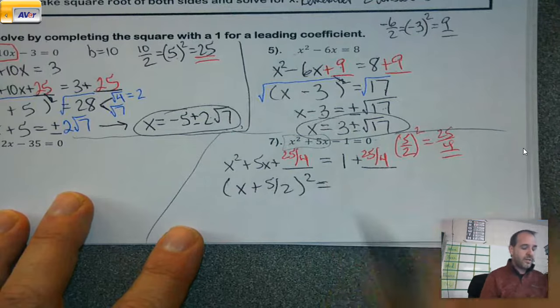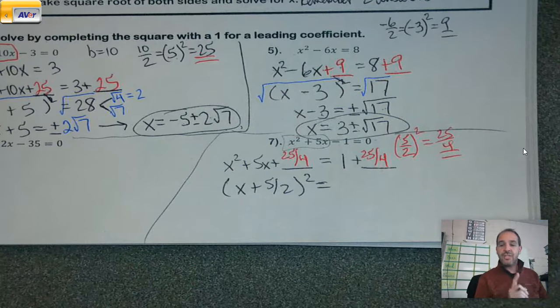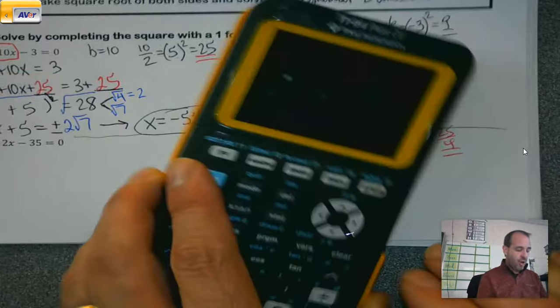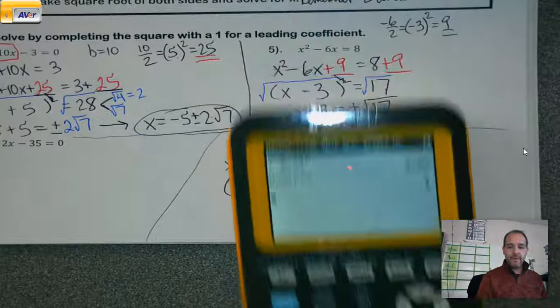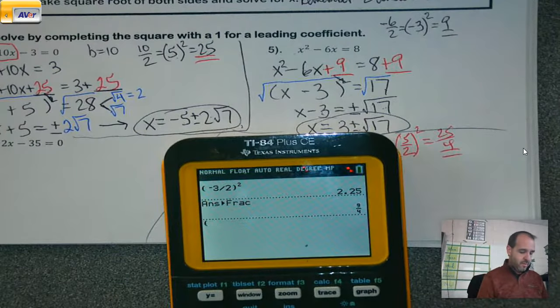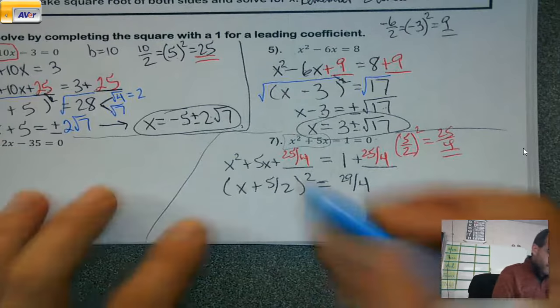Okay, now 1 plus 25 fourths. I challenge you to try and do this using your brain, because if this is in fourths, 1 in fourths would be 4 over 4. So 4 plus 25 would be 29 over 4. Again, if you're not sure, I don't want that being the thing that causes you not to do a problem. So if you need to, again, just put the fraction in parentheses, math, enter, you can get the 29 over 4 that way. Okay, not a big deal. Now we're ready for the moment of truth.